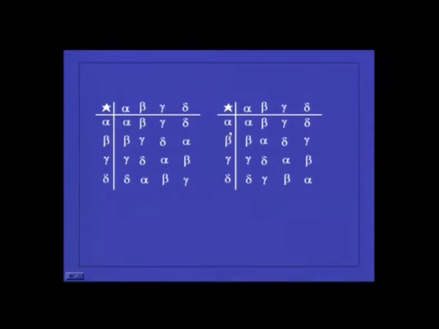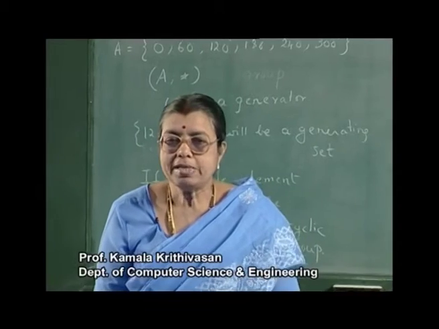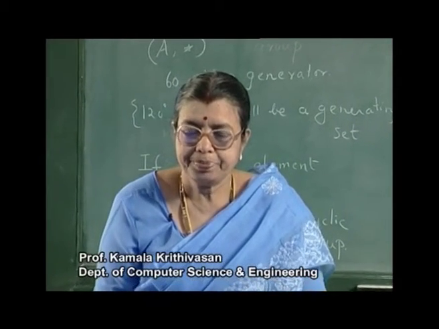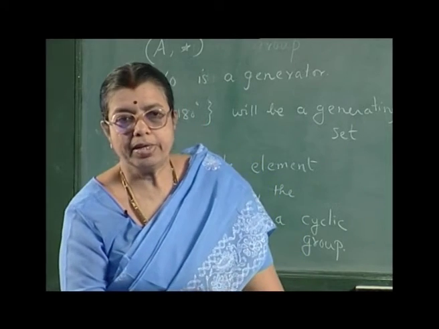So, you realize that this is not a cyclic group, but it is a commutative group. So, we see that every cyclic group is commutative, but it is not necessary that every commutative group should be cyclic. This is one result.